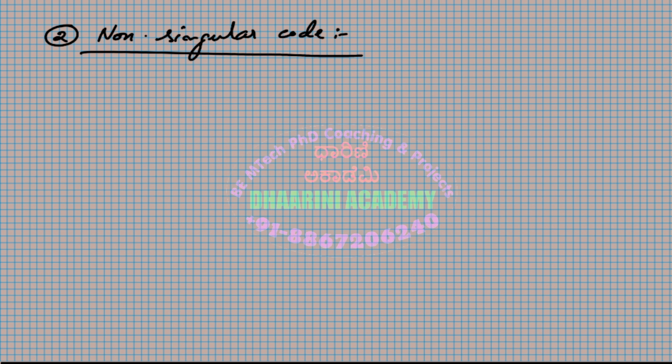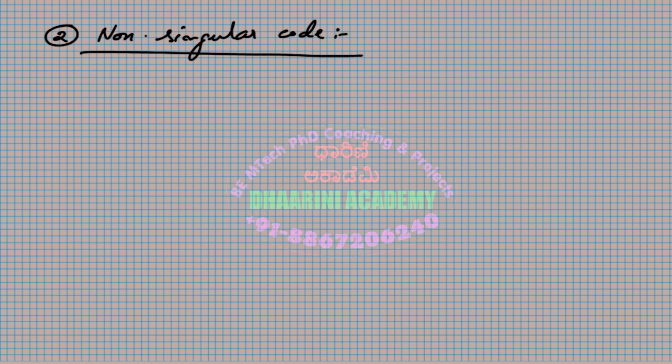Non-singular code will be the second type of the code. Now we'll discuss what a non-singular code is and how to define and justify it. It's again a type of block code. Any block code is said to be a non-singular code under certain circumstances. It's a special case.